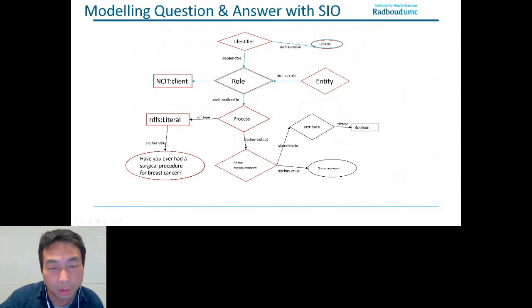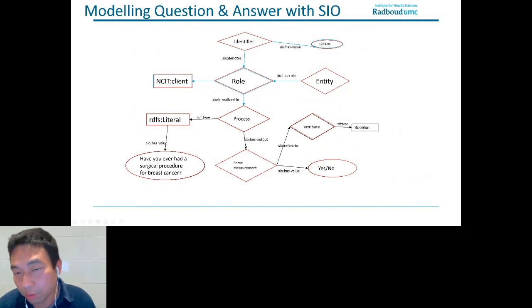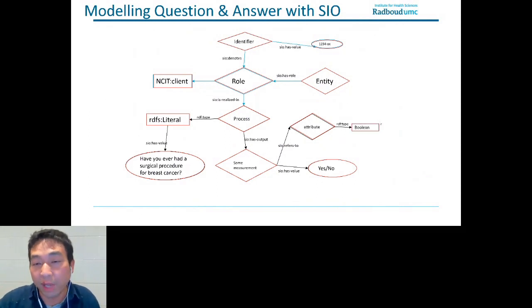Then this process could get an output. This output is an answer from the participant. It's maybe about some measurement, and this measurement could have some value, maybe a yes or no answer, and this answer could refer to an attribute. In this case, if it is a yes or no answer, then it is a Boolean type. So you see that we can use the SIO ontology to connect the questions and answers together in one single framework.